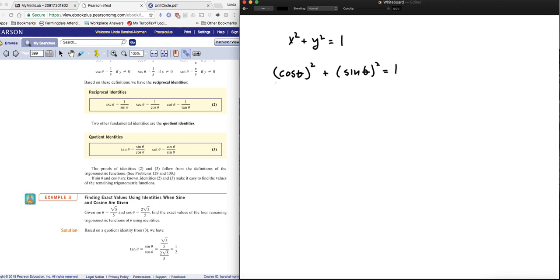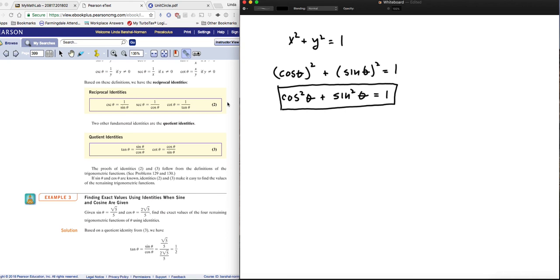Now there's a little shorthand notation for writing this, which is to say cosine squared theta plus sine squared theta equals 1. This is an important trig identity. In fact, if I had to tell you the most important trig identity, that would probably be pretty close to the most important trig identity you're going to get. It comes directly off the unit circle.